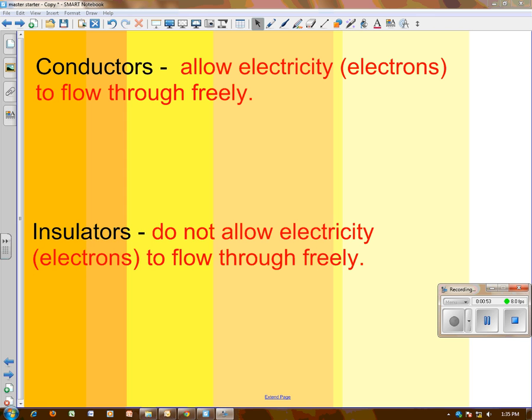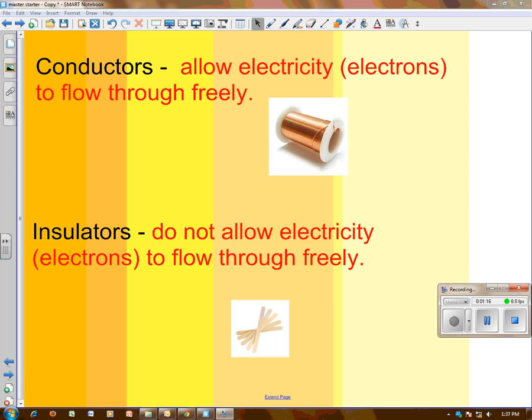And there it is, guys, in black and red. Conductors allow electricity, electrons, to flow through freely, and insulators do not allow electricity, electrons, to flow through freely. And if you haven't written that down, you probably should write that down because that's very important.